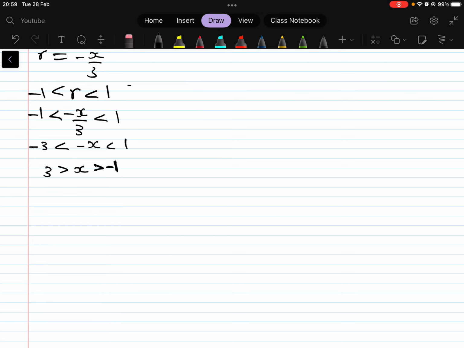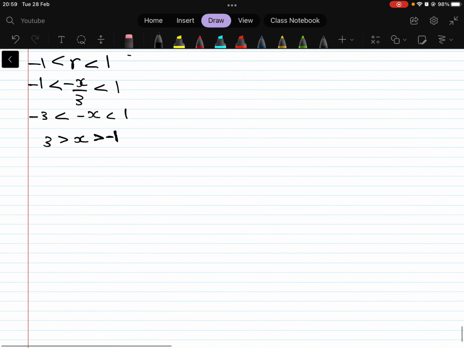So the series will converge if x is less than 3 and x is greater than -1. I hope that makes sense. That's how you read that inequality.